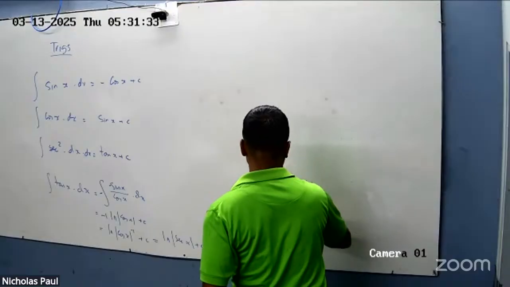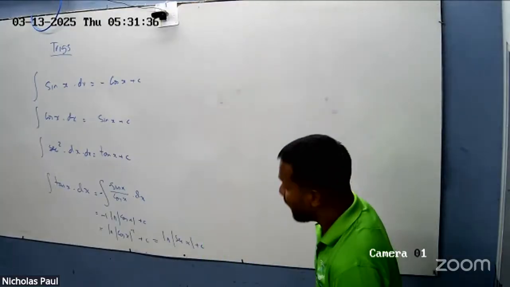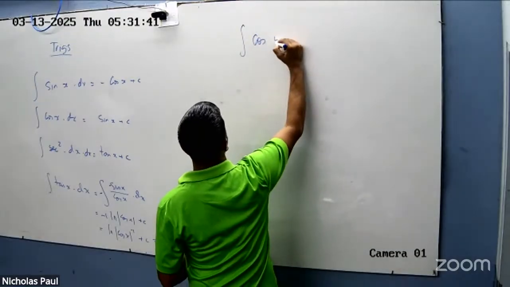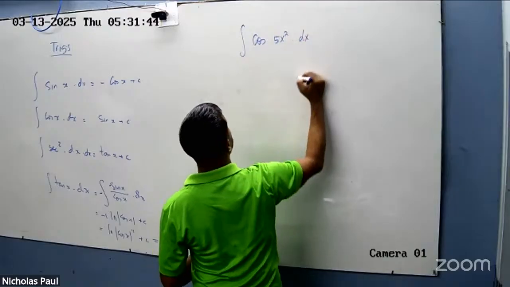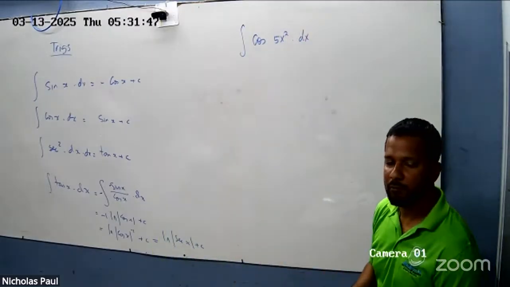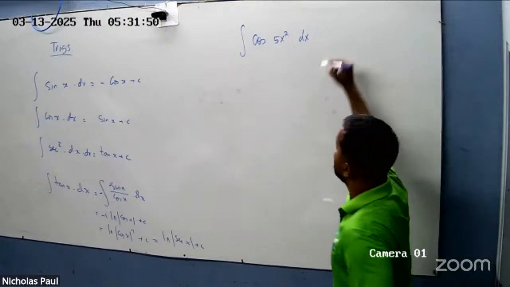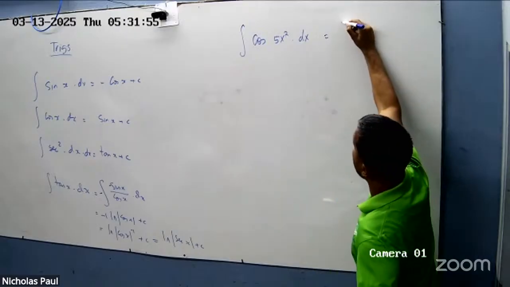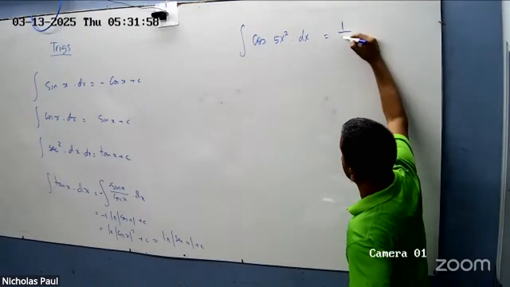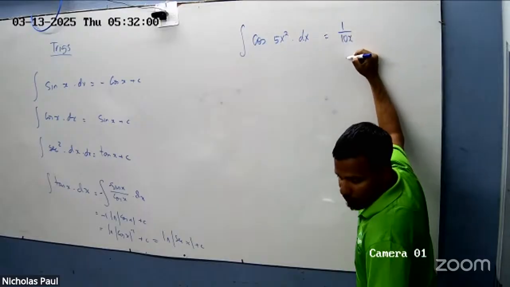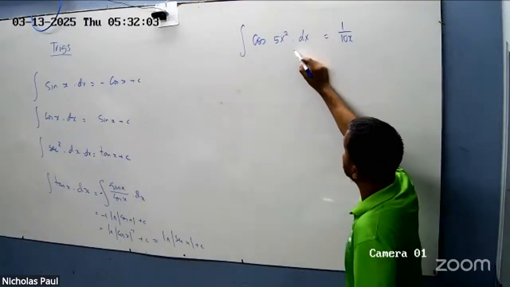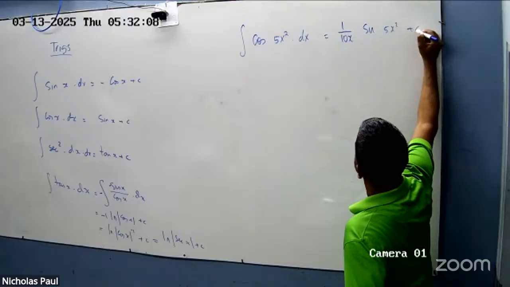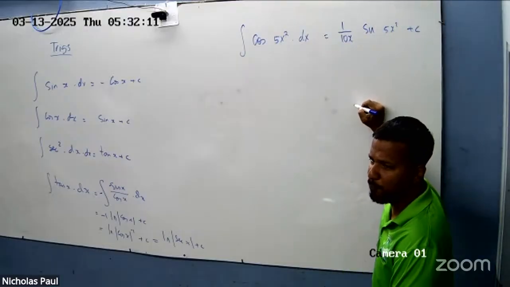Just some quick rules for you to remember. Suppose I ask you now to integrate cos 5x squared with respect to x. What will that be? It will be 1 over the differential of 5x squared, which is 10x, by the integral of cos, which is sine. That's a shortcut.